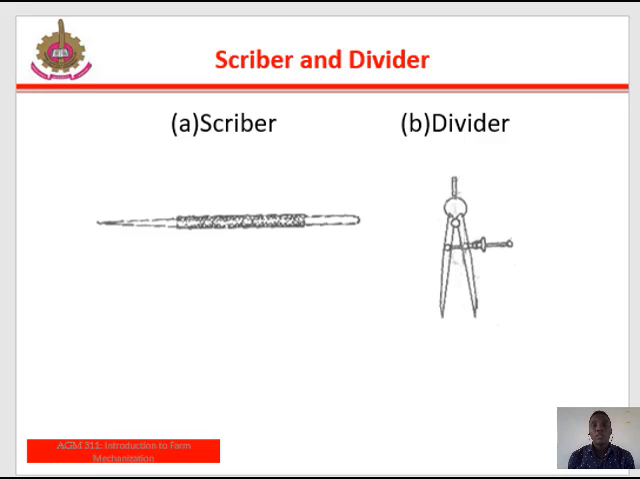We have scribers and dividers. Scribers are used for making straight lines on metals, while dividers are used for marking circles and curves, and it's also used in transferring measurements from one point to another.